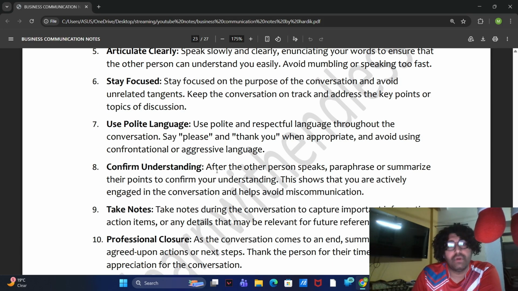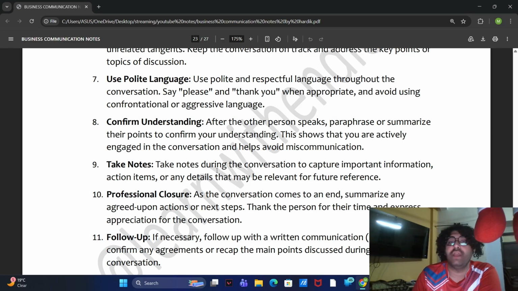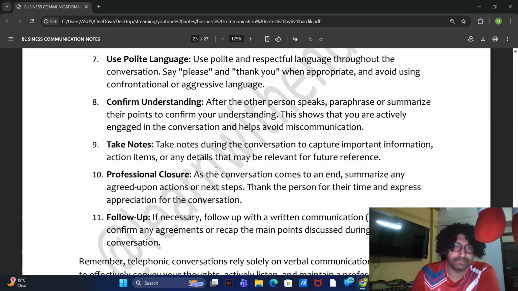Stay focused. Stay focused on purpose of the conversation and avoid unrelated tangents. Keep the conversation on track and address the key points or topics of discussion. Use polite language. Use polite and respectful language throughout the conversation. Say please and thank you when appropriate, and avoid using confrontational or aggressive language.